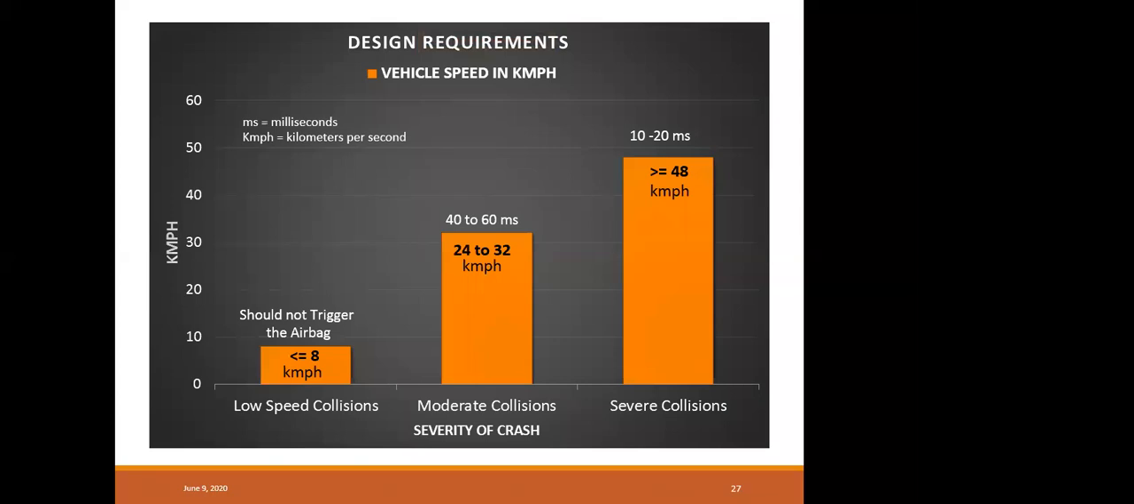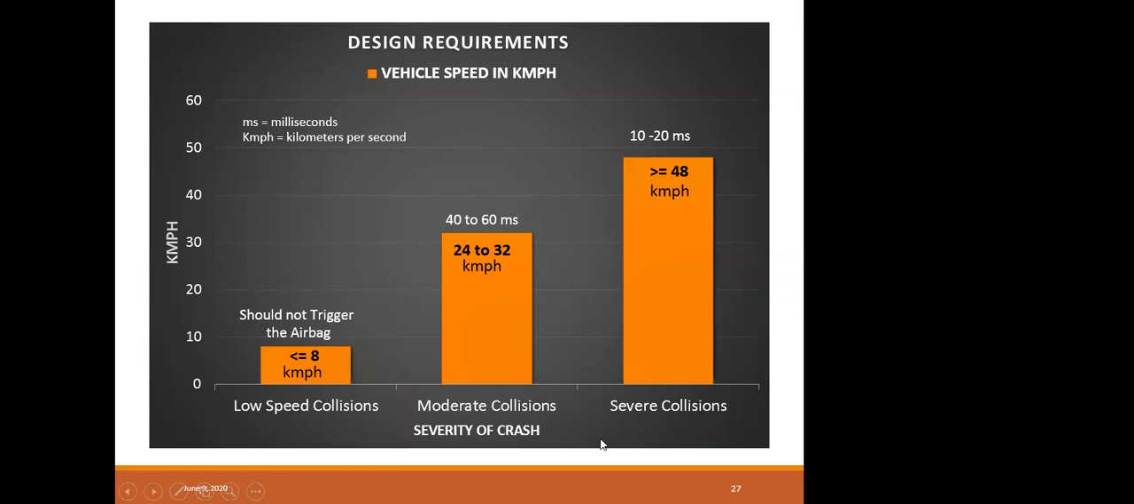Right? So what our scientists did, nowadays they made a crash severity sensor. So our airbag control unit nowadays has been programmed with three sets of collisional modes. First one is for low speed collision. Second is the moderate. Third one is a severe collision.